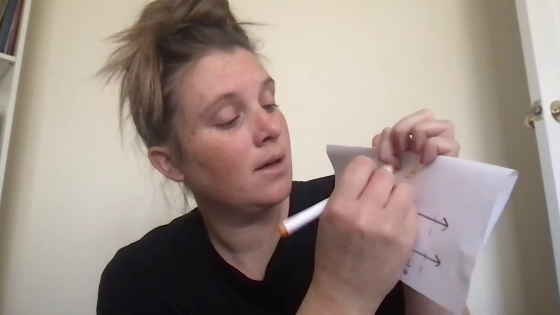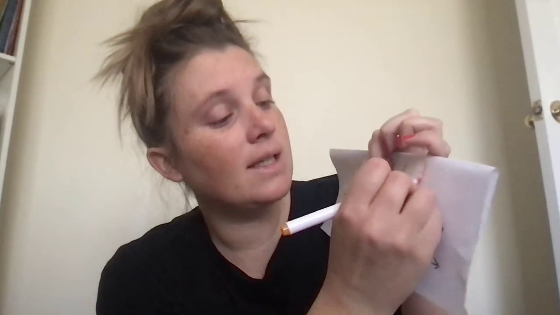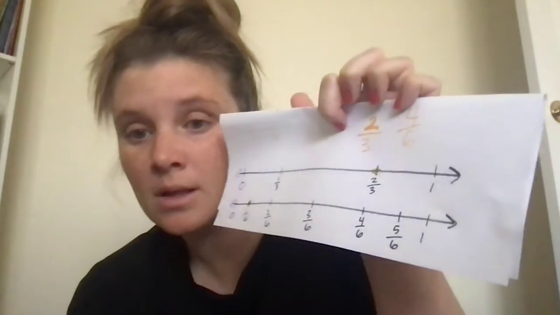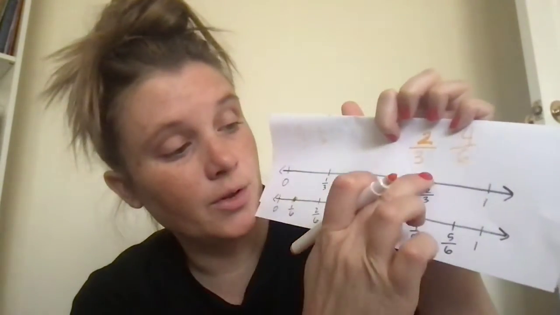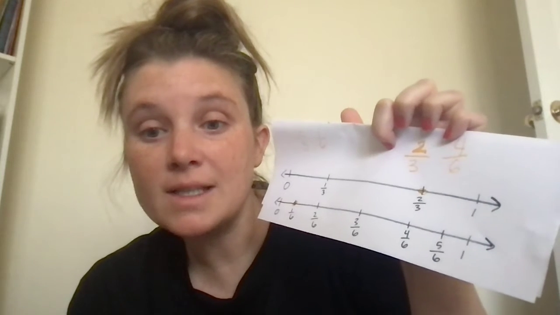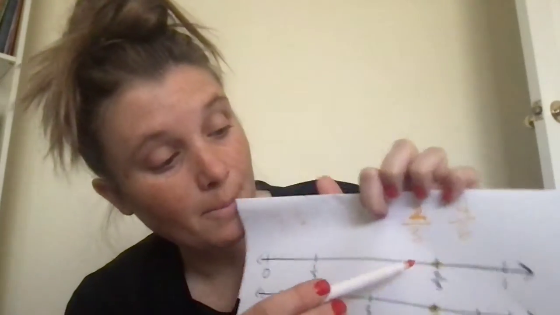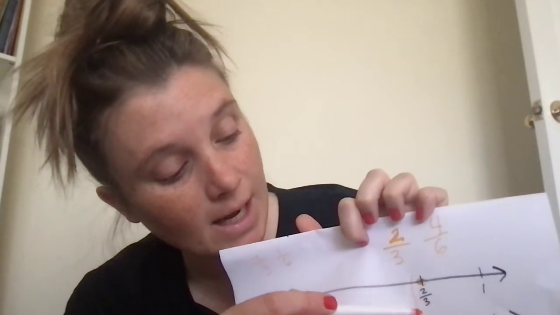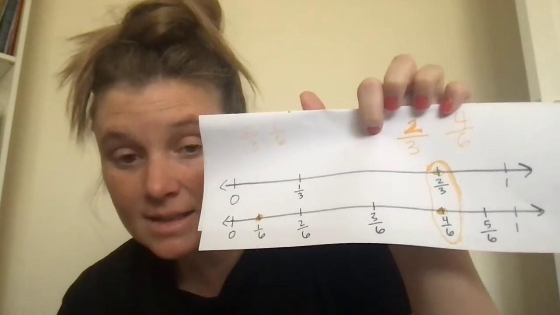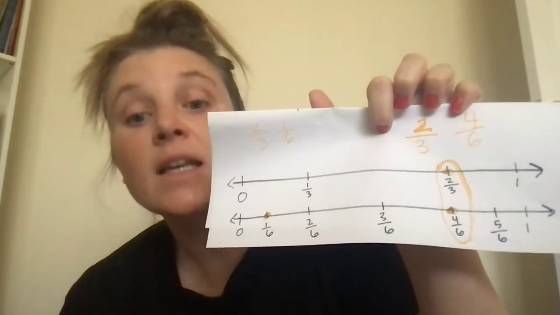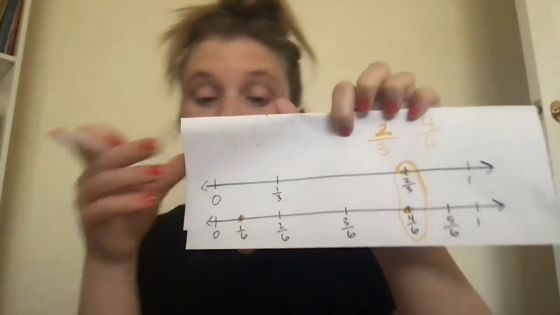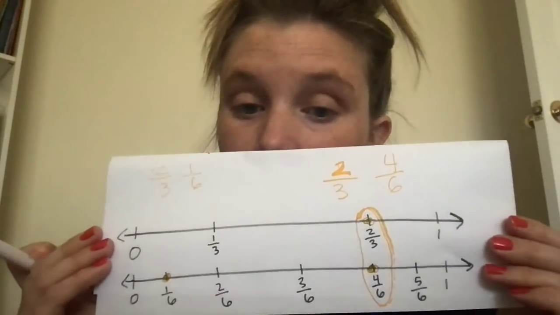Okay, now let's look at 2/3 and 4/6. Here's 2/3. Where's 4/6? Right here. Do those match up? Are those in the same spot on the number line? Yes. So are they equivalent? Yes. Make sure to draw this in your journal, okay? Pause me if you need to.